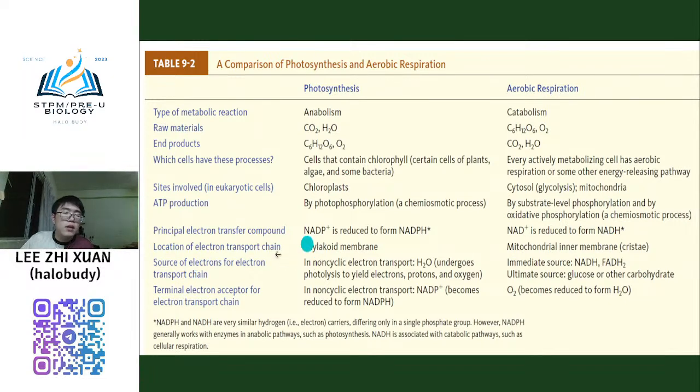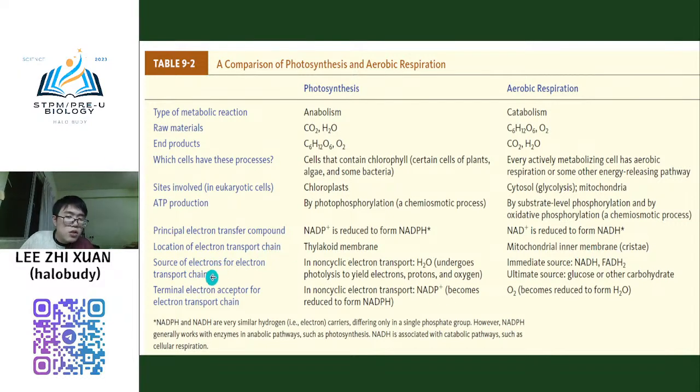And then for the location, both of them undergo the electron transport chain, because the production of ATP involves the electron transport chain. The mechanism is still the same, but the location is not the same. Photosynthesis is at the thylakoid membrane, but aerobic respiration is in the mitochondria, at the mitochondrial inner membrane.